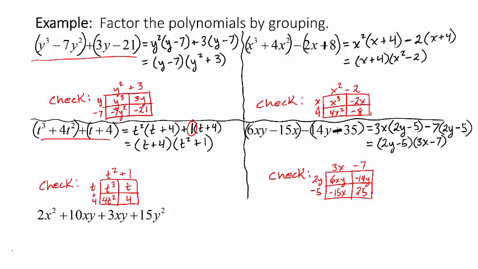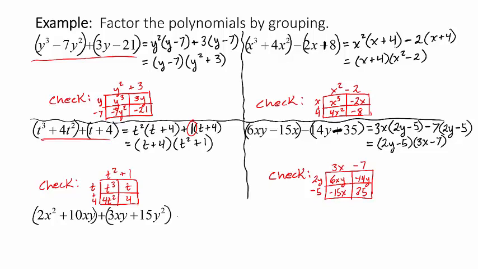Okay, now in this last grouping we have 2x squared plus 10xy plus 3xy plus 15y squared. Now, it looks at first glance like maybe there's something we can pull out of this, but I don't think so, because the highest thing we could pull out with the numbers would be 2, and 2 does not divide 3 or 15, so that's out. We have some x's and y's, but we have the first term with only an x squared and the last term with only a y squared. So we don't have any common factors that we can pull out here.